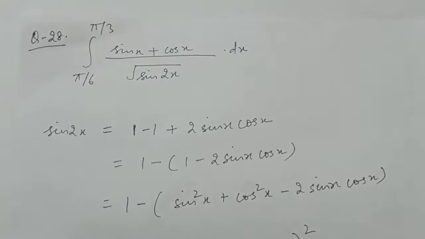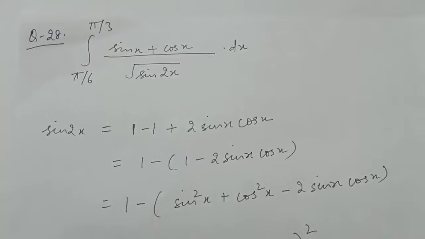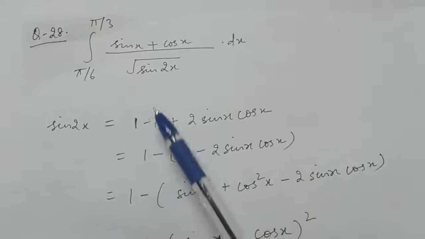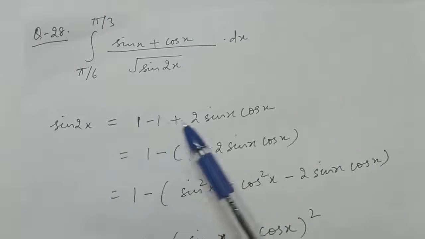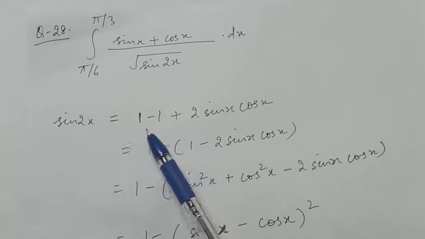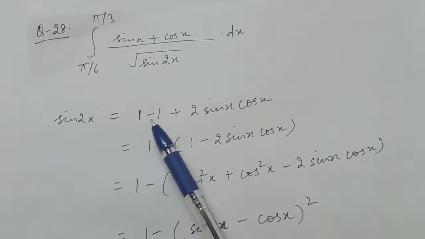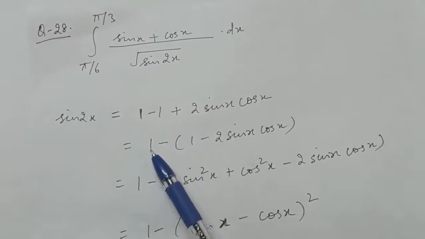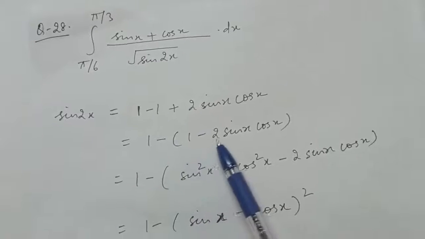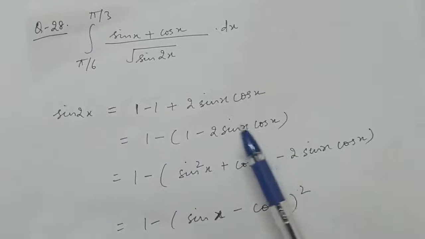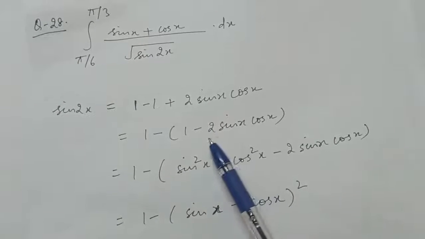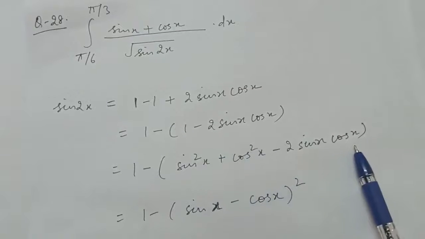Question number 28 is the integral of sin x plus cos x upon root sin 2x. Now see, this sin 2x can be written as 2 sin x into cos x, right? And I am also adding and subtracting 1. Now this 1 stays as it is, and from these two terms take out minus common, so you will get 1 minus 2 sin x cos x. Now this 1 can be written as sin square x plus cos square x, and this stays as it is, minus 2 sin x into cos x.